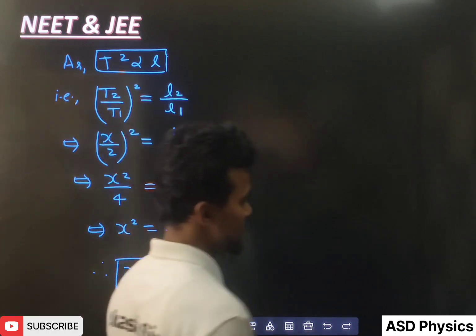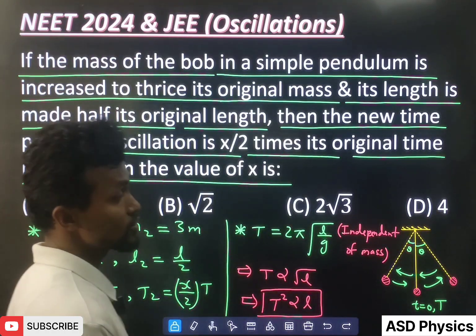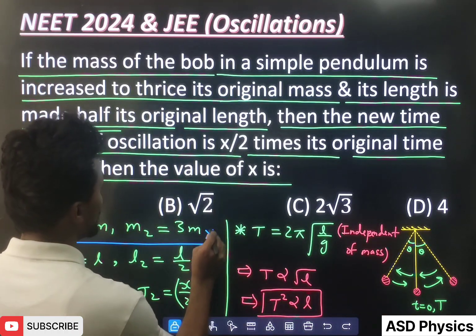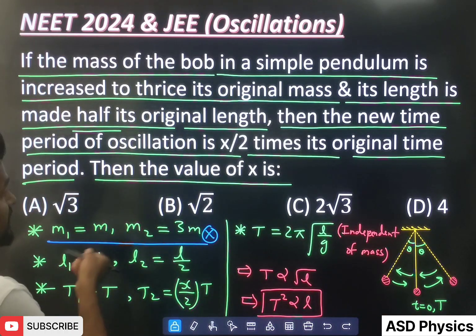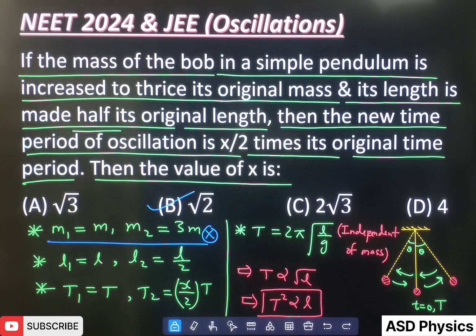So students, as I have told you, the time period of the simple pendulum is independent of the mass of the bob. This is called the bob. So this data has no use. So what is the answer? Kindly check the options. You can see the correct option is here. Option B is the answer.